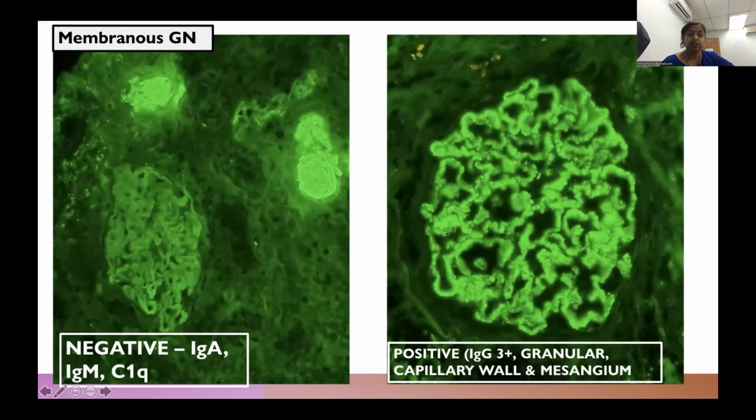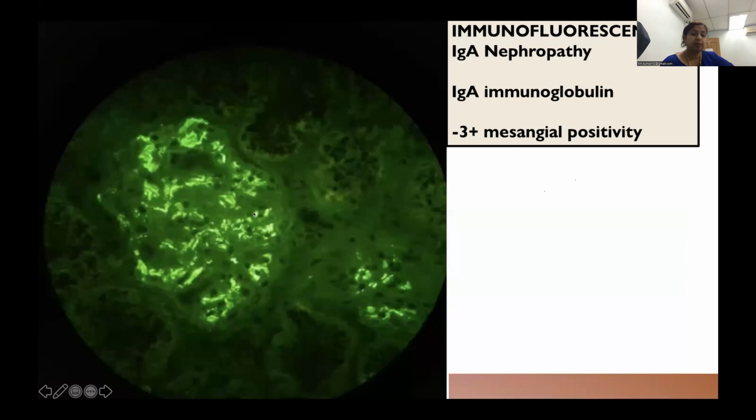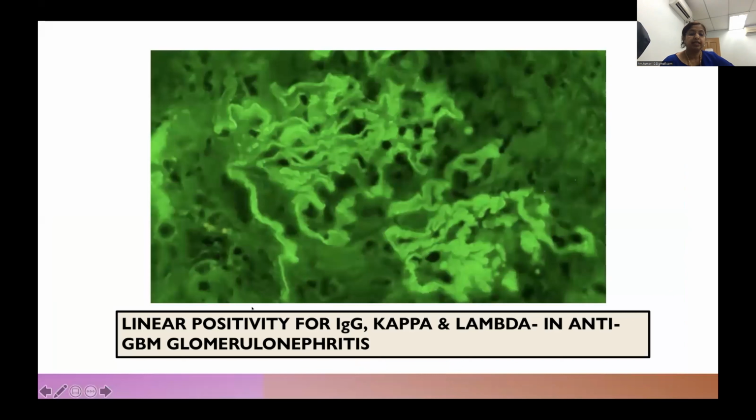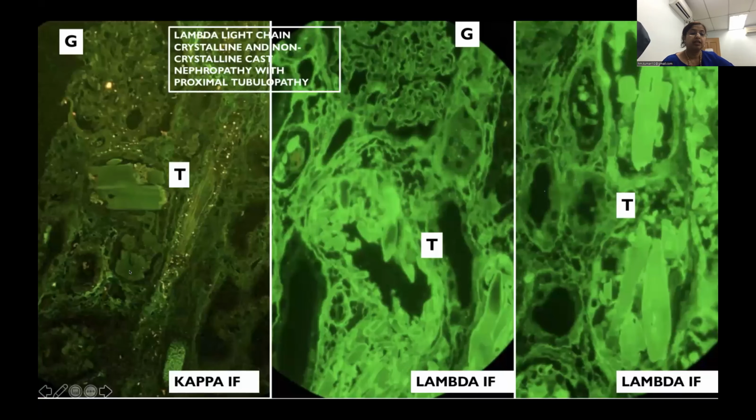And then this is truly fluorescing, at least a 3+, and it's granular all the way through, both mesangial and also capillary wall. This is an IgA pattern, so you have only mesangial positivity. It is not going along the capillary wall, just the mesangial positivity. And this is linear positivity, no granularity, for anti-GBM, and you often get it in kappa and lambda as well. This is kappa.